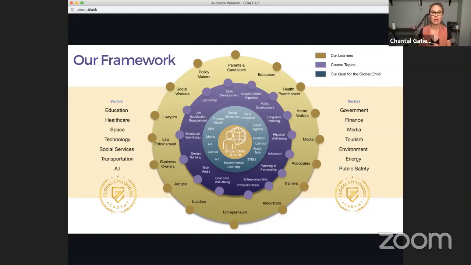We are built around a multi-stakeholder model. So all adults who serve, care for, and protect children are our learners and target audience searching for training programs. And these training programs need to be relevant to their educational needs. So as you can see in the gold on the outside ring, those are our learners that are coming onto the platform wanting to learn and expand their education.